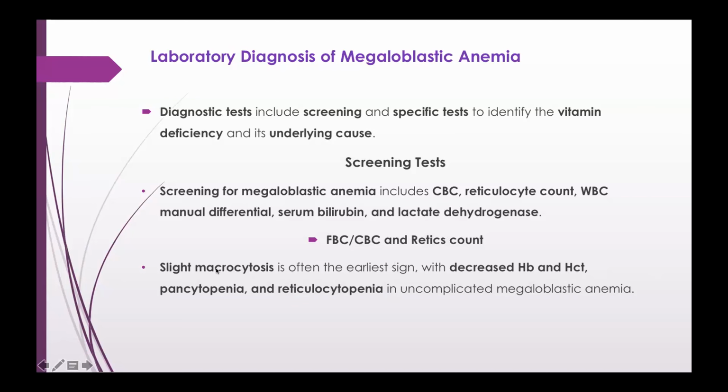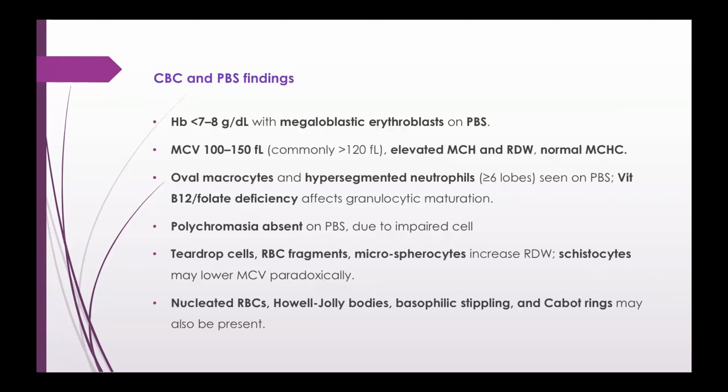So there will be slight macrocytosis as the earliest sign, with a decreased hemoglobin and hematocrit, pancytopenia, reticulocytopenia in uncomplicated megaloblastic anemias. So the hemoglobin is less than 7, and with the megaloblastic heteroblast on peripheral blood smear, MCV usually is high, up to 150 femtoliter, and also elevated RDW and MCH and normal MCHC.